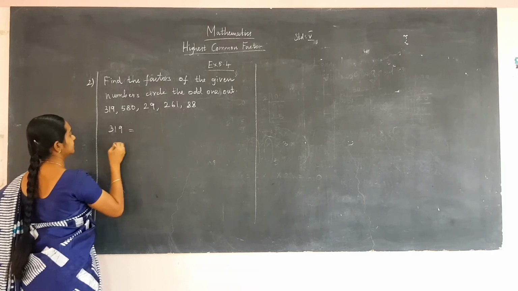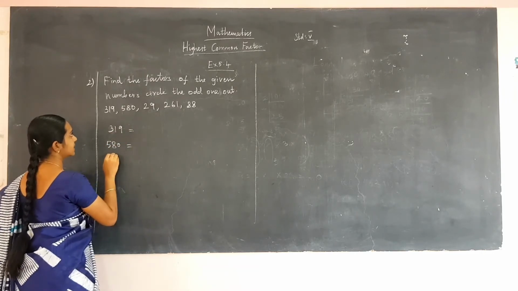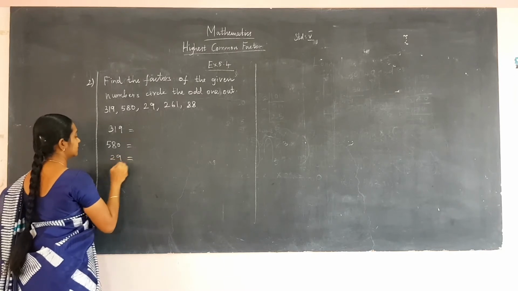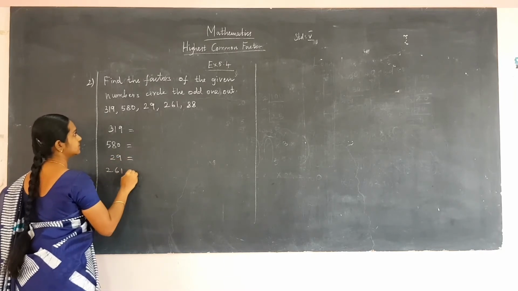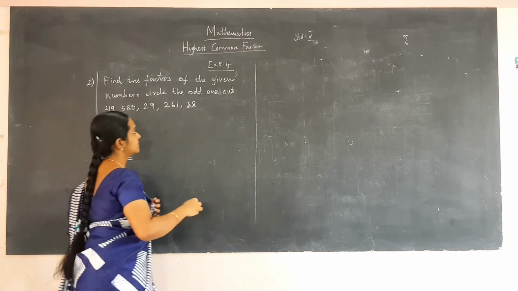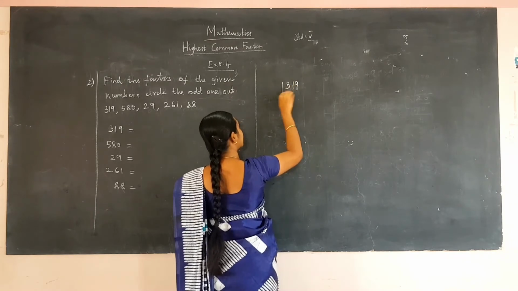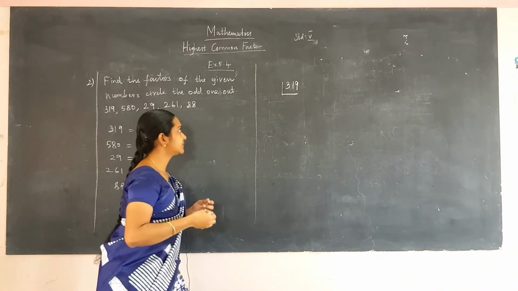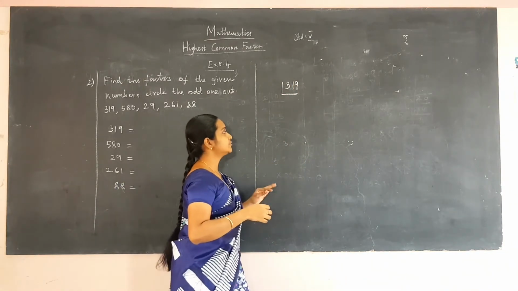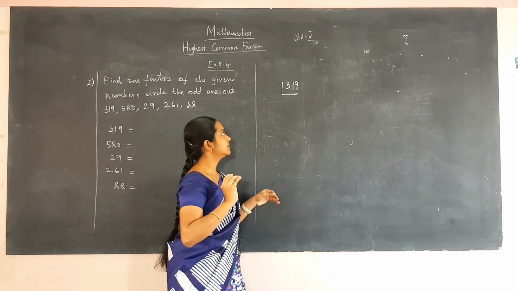319, 580, 29, 261 and 88. First let us find the factors of 319. We have to factorize the numbers using prime numbers only.